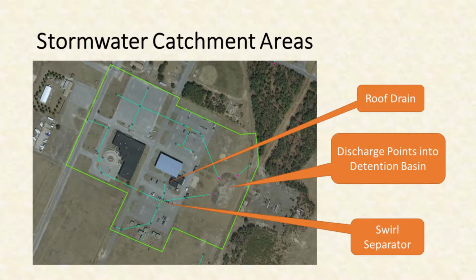This is an example of a catchment area of an industrial site. It includes features like roof drains, a swirl separator, and a detention basin. In this case, there is a large area of impervious surfaces in the form of parking lots and flat roofs. The detention basin collects stormwater from 3 discharge pipes.